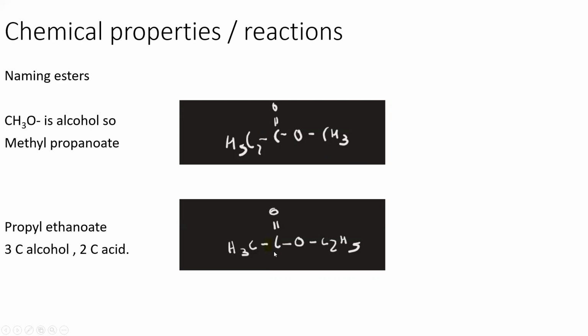Over here, 2 carbon. Okay, I think I made a mistake here. I think it should be the other way around. It should be a 2 carbon alcohol and 2 carbon acid. So it should be ethyl ethanoate. So this is wrong. It should be ethyl ethanoate, not propyl.